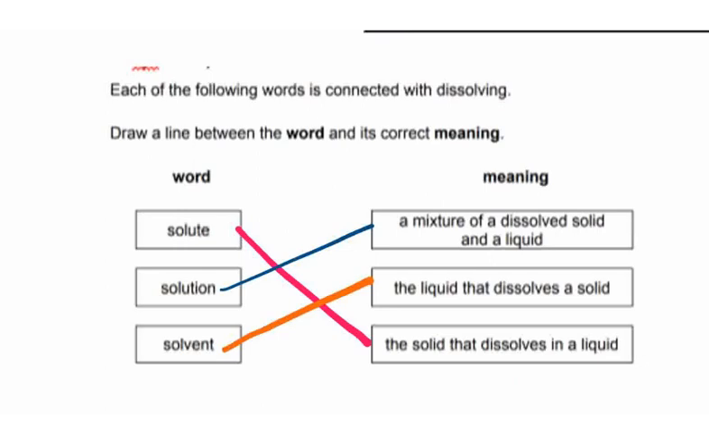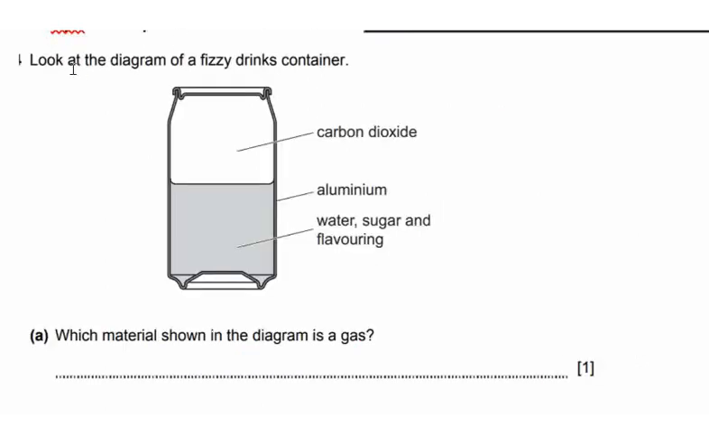Thank you. Next question. Look at the diagram of a fizzy drinks container. Carbon dioxide, aluminum, container, water, sugar, and flavoring. A. Which material shown in the diagram is a gas? 10 seconds from now.